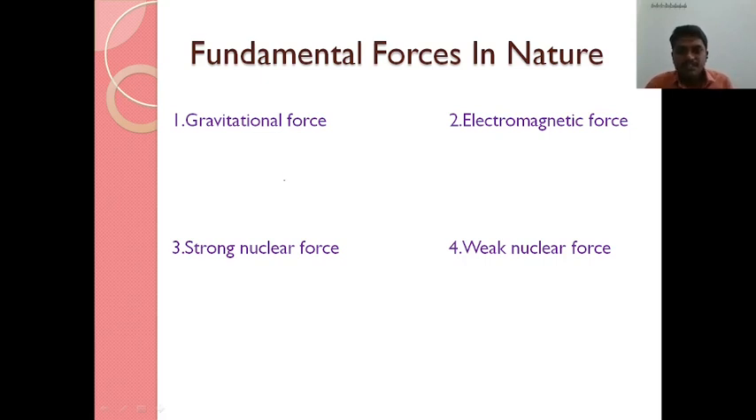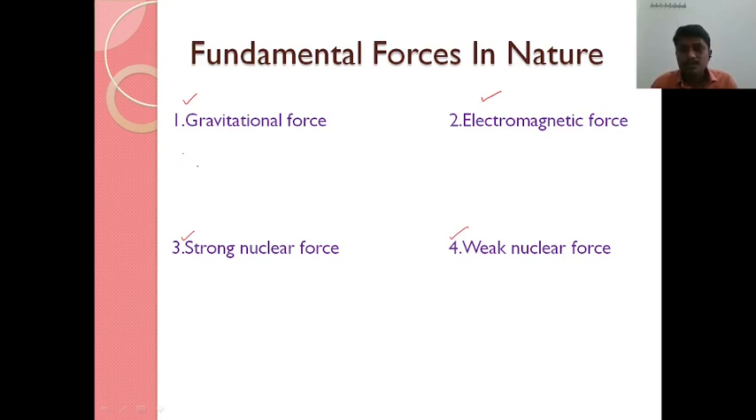The gravitational force, electromagnetic force, strong nuclear force, and weak nuclear force. These are the 4 fundamental forces in nature. Here we will discuss the gravitational force. For example, when an apple falls onto the earth, why is the apple falling onto the earth? Because earth attracts. Rain falls because earth attracts. Planets are revolving around the sun for the same reason, because there is an attractive force between them.